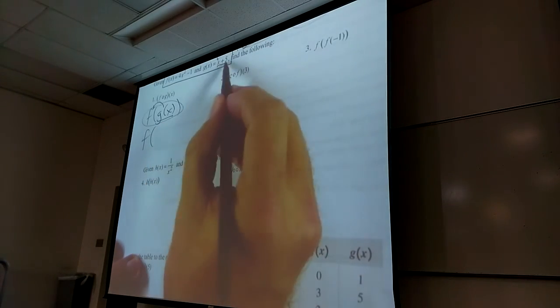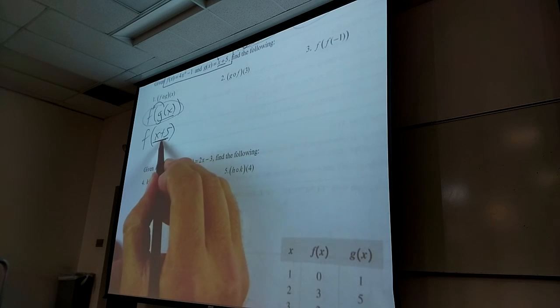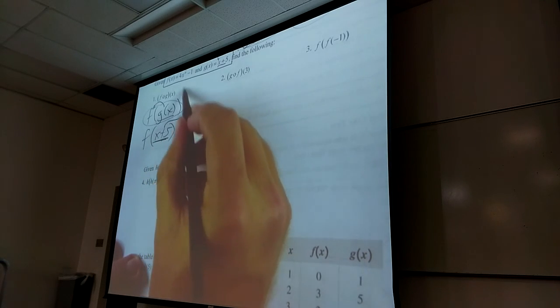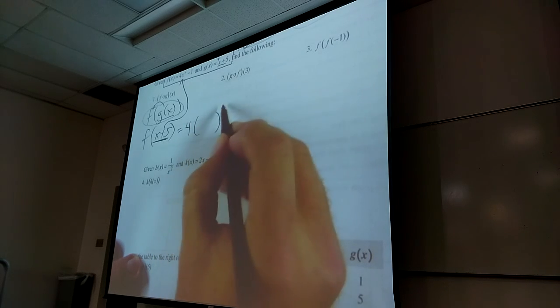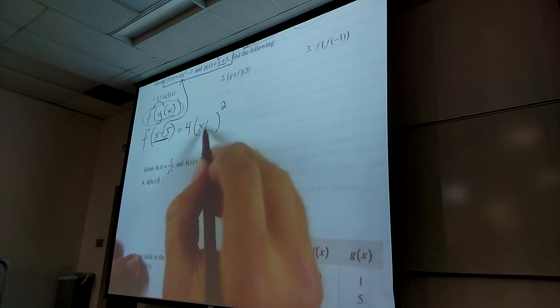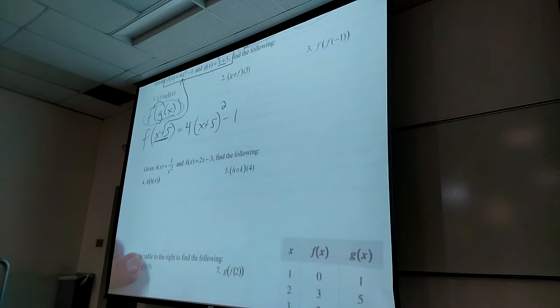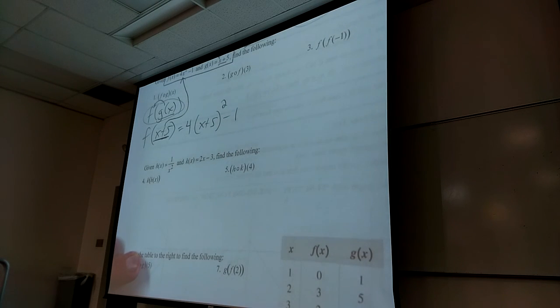So g of x is x plus 5. And what does f do to anything that's in it? This would be 4 times what? 4 times (x plus 5) squared minus 1. Stop there for a second.